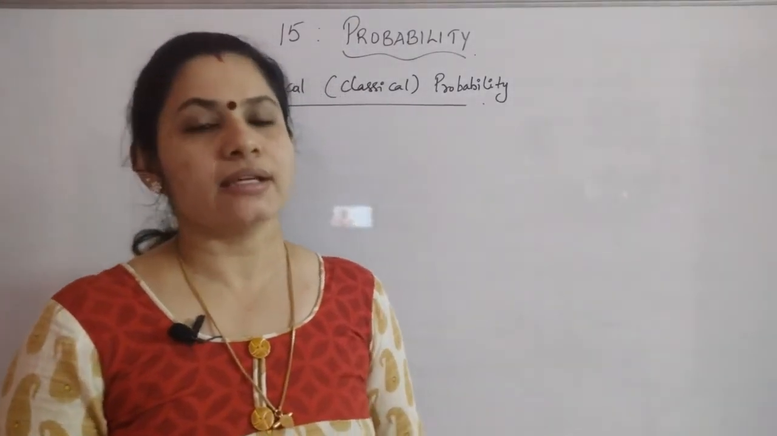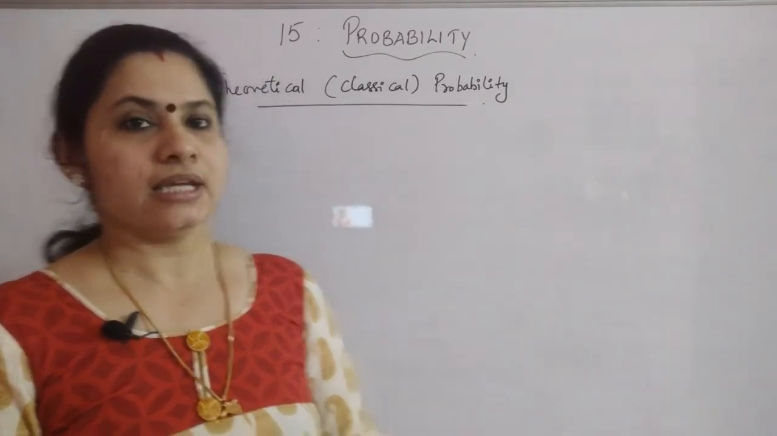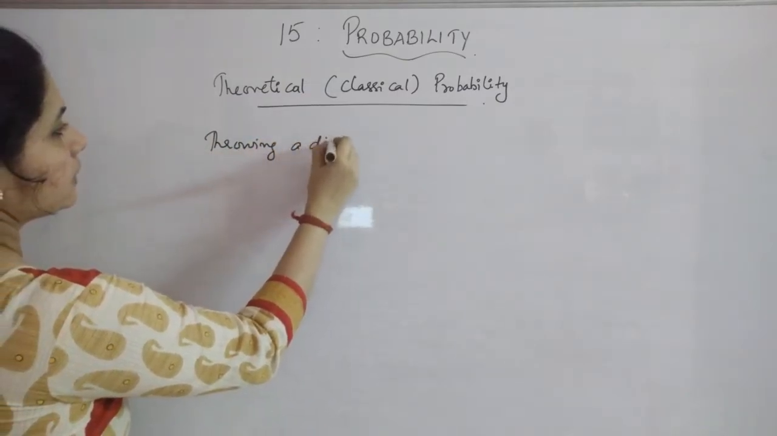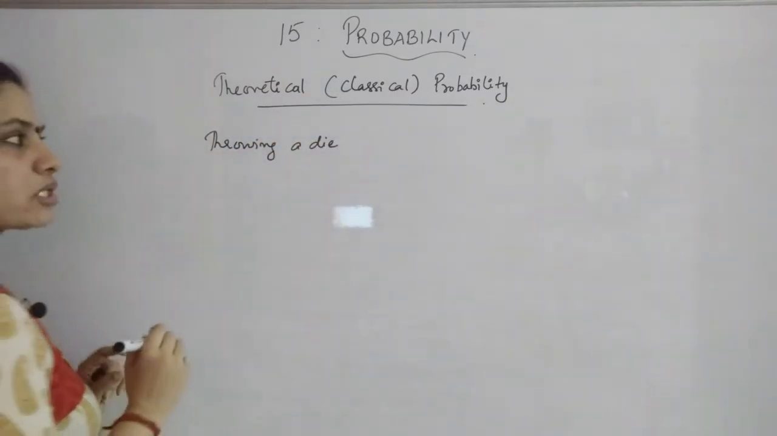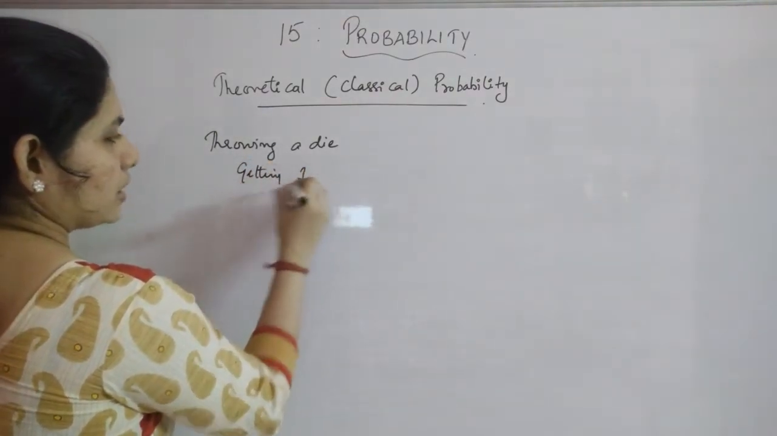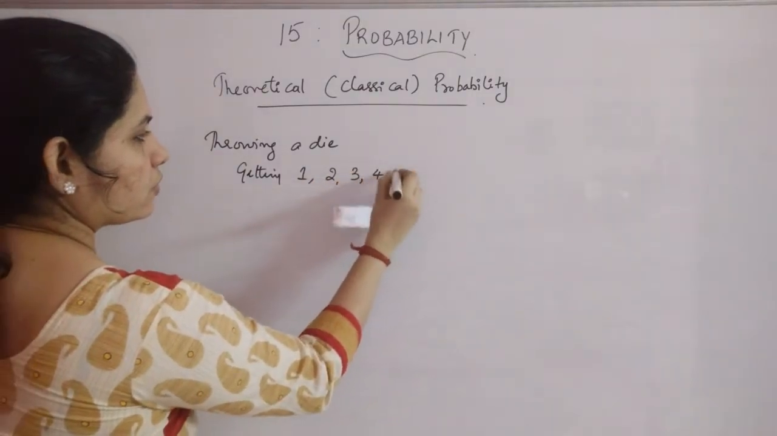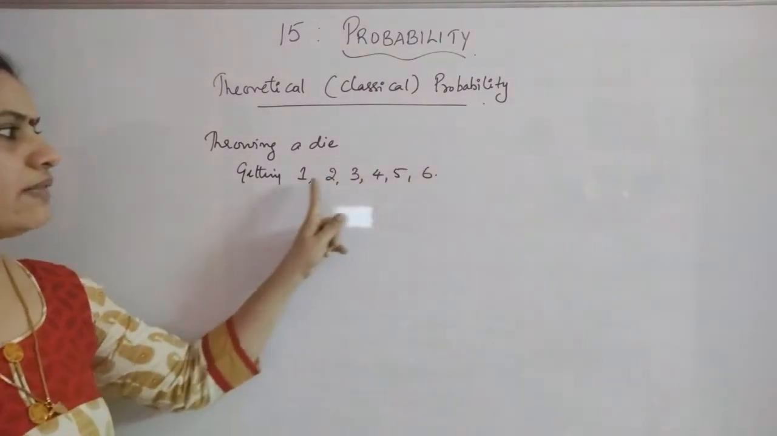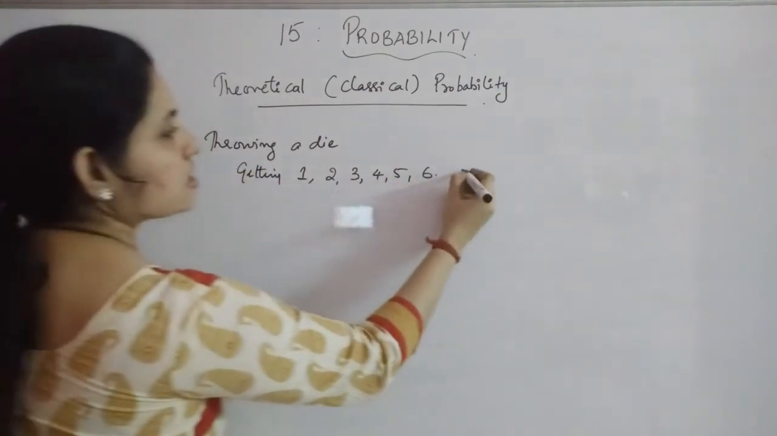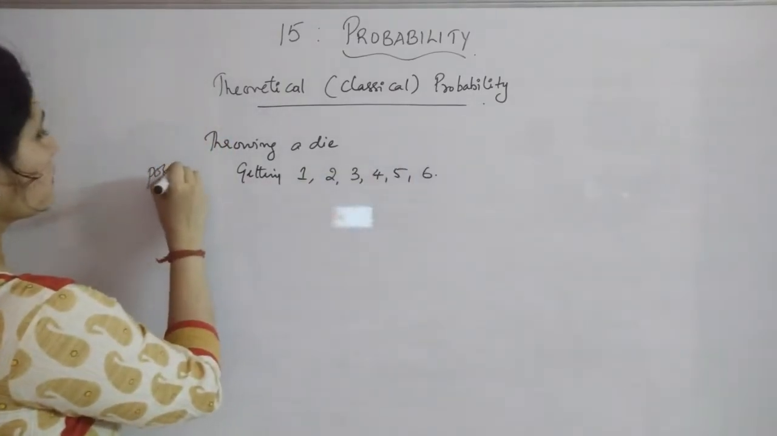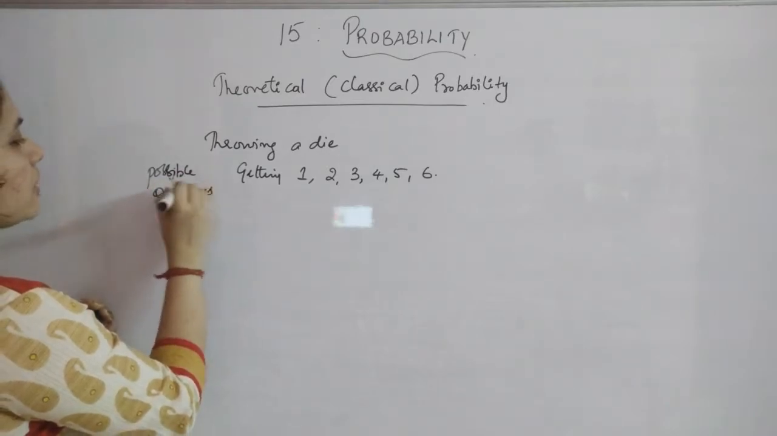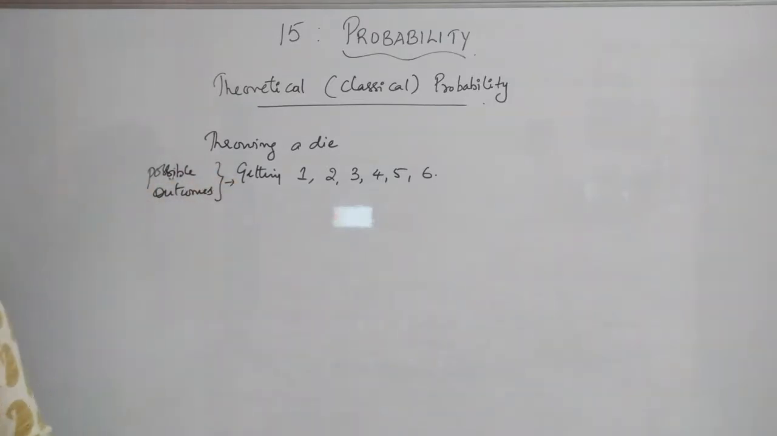Now let us start with another example, that is throwing a die. When we throw a die, you have 6 possible outcomes, that is getting a 1, 2, 3, 4, 5 or 6. So you have 6 outcomes that you can get. These are the possible outcomes: 1, 2, 3, 4, 5, 6.